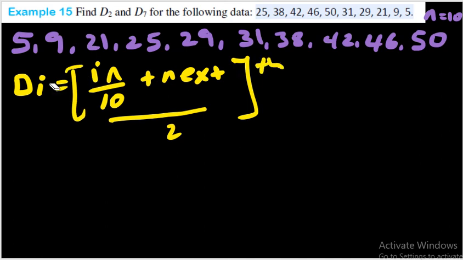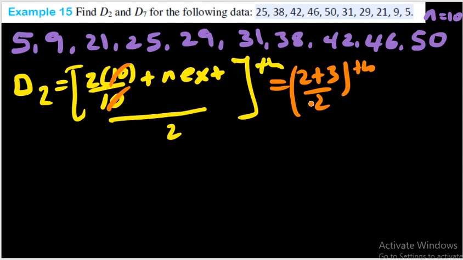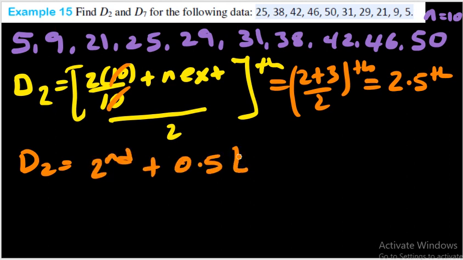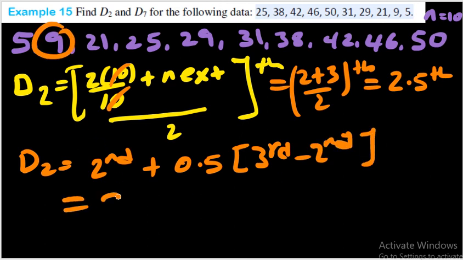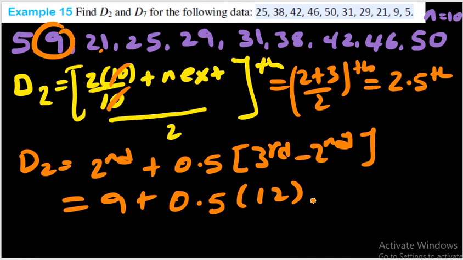That means our i is now 2, so I'm going to write 2 here, here also 2, and the number of data is 10. Therefore, the 10 cancels with 10 and 2 is left. 2 plus the next one, the third one, so 2 plus 3 divided by 2. 2 plus 3 is 5, divided by 2 is 2.5. The 2.5th item. Therefore, the second decile will be the second data plus 0.5 times the third minus the second. The second data is 9. So 9 plus 0.5 times the difference, which is 12. So the answer will be 15. That is the second decile.